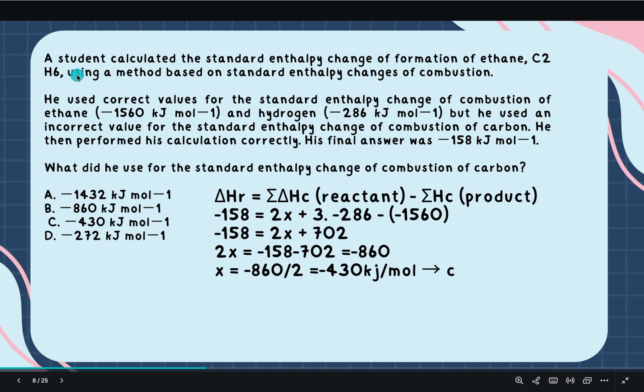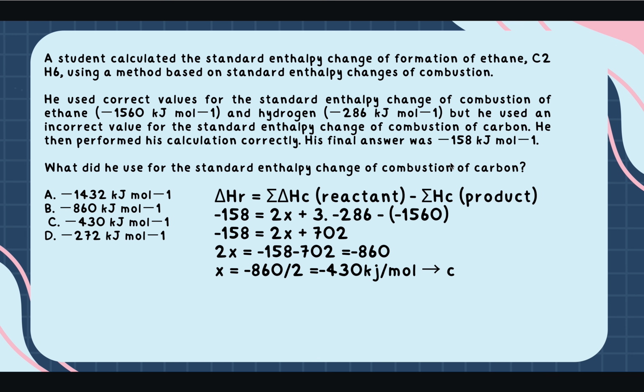Next question. A student calculated the standard enthalpy change of formation of ethane, C2H6, using a method based on standard enthalpy changes of combustion. He used the correct values for the standard enthalpy change of combustion of ethane, which is minus 1,560 kilojoules per mole, and hydrogen, which is minus 286 kilojoules per mole. But he used an incorrect value for the standard enthalpy change of combustion of carbon. He then performed his calculation correctly. His final answer was minus 158 kilojoules per mole. What did he use for the standard enthalpy change of combustion of carbon?